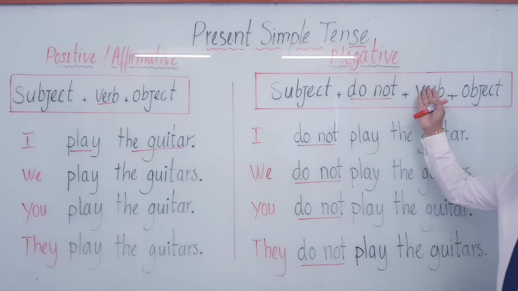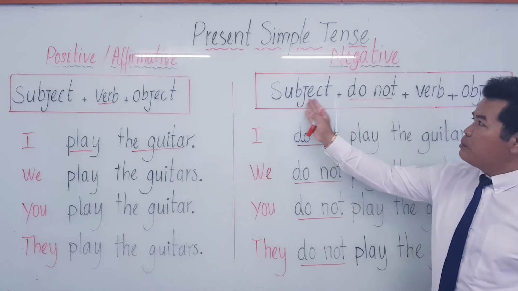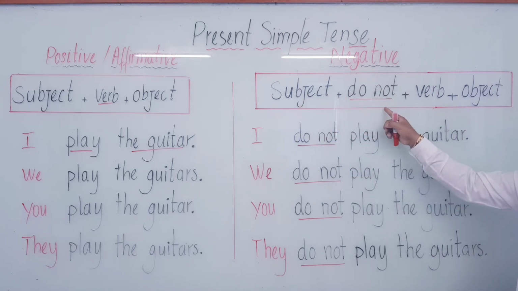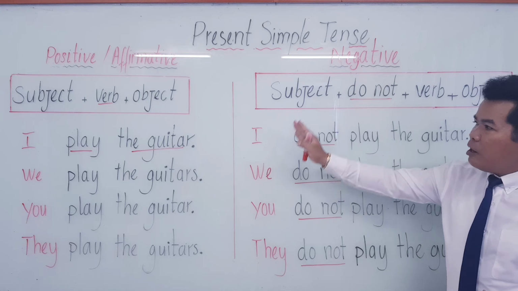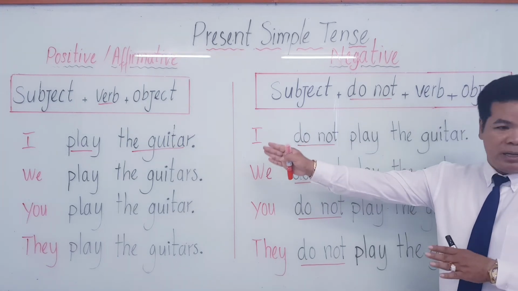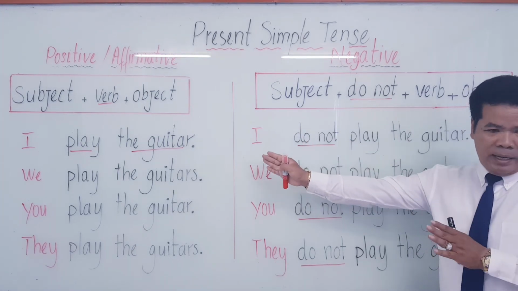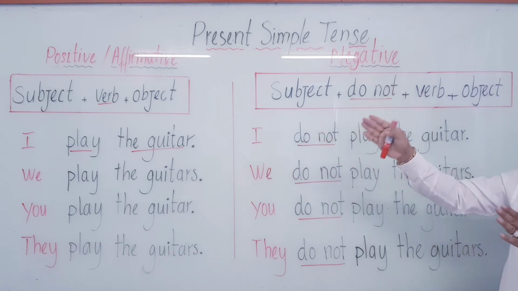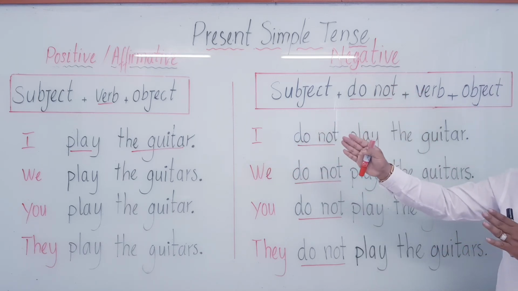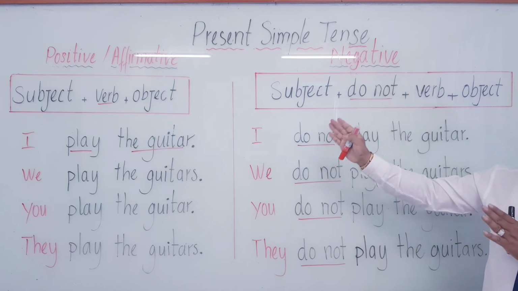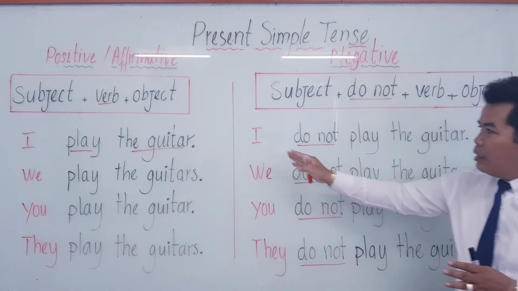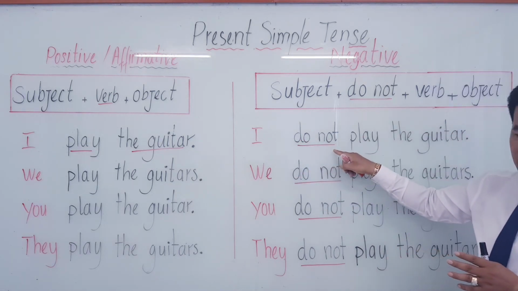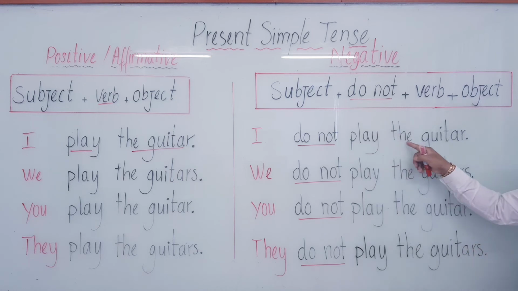Inside the negative form, we make it by using subject plus do not plus verb plus object. For the subject, I normally raise only 4, the same as positive. Do not focus on he, she, or it. Just focus on 4: I, we, you, and they. For example, I do not play the guitar.